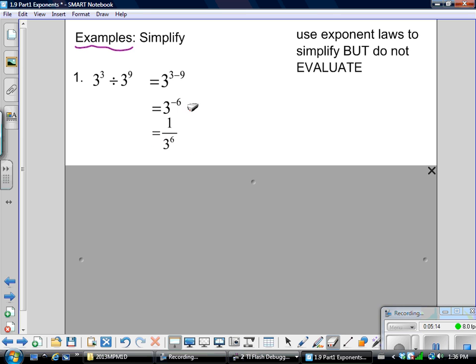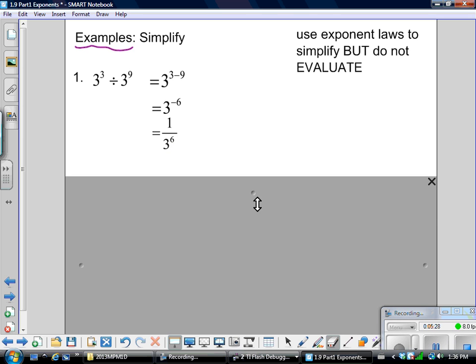So simplified form means I don't want a negative power. I want my power to be positive. Okay, so that's where I stop. I don't want to know exactly what that equals. It's actually quite a small fraction. Right, so let's do another example together.